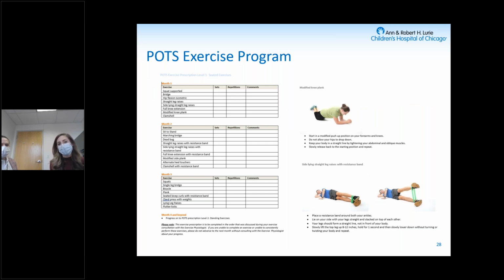We also focus on resistance training as well. Many patients, we start with seated exercises, often for the first 3 months, and then we progress them to standing exercises from month 3 to 6, and then we usually individualize a prescription beyond that. Many patients actually start with the standing exercises, and those we also individualize completely. But this is an example of our month 1 seated exercises. As you can see, this is our exercise physiologist, and she's doing a modified knee plank, and one of our other exercise physiologists is doing a straight leg raise with a resistance band, which would be month 2.